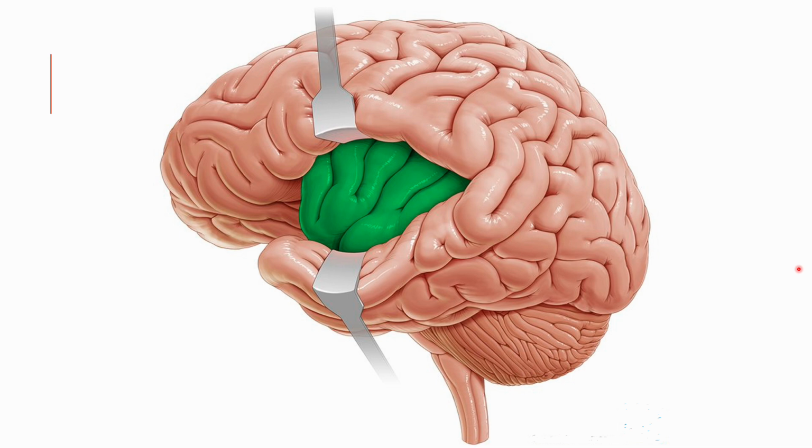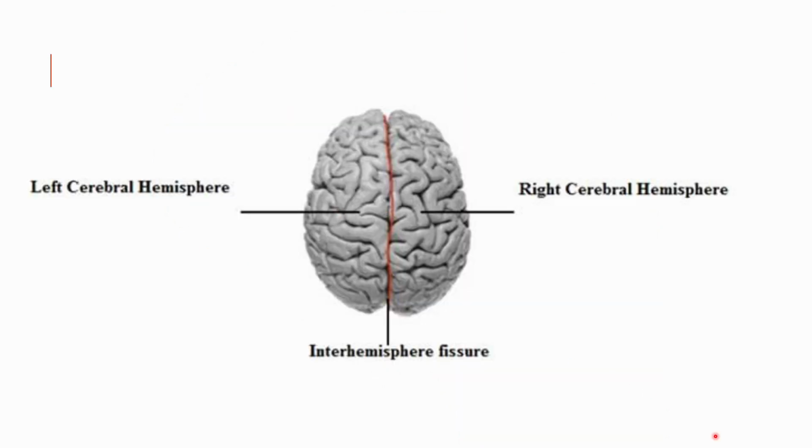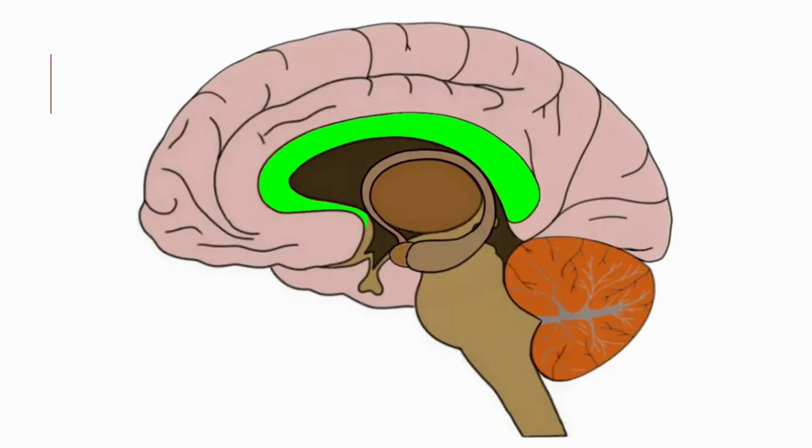In addition to these four major lobes, another area of the cerebral cortex is located within the depths of the sylvian fissure, called the insular cortex. The two cerebral hemispheres are divided at the midline by the interhemispheric fissure. The corpus callosum, a large C-shaped band of white matter, connects homologous areas in the two hemispheres.